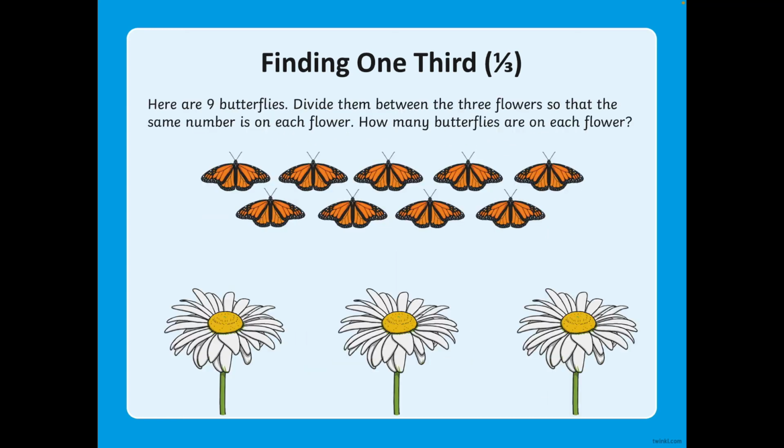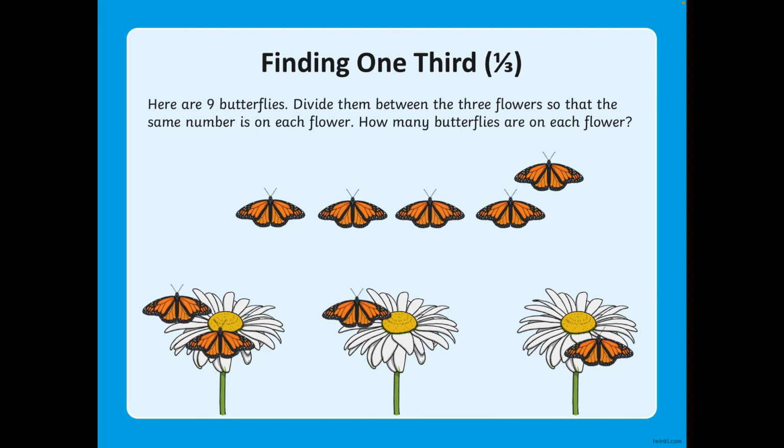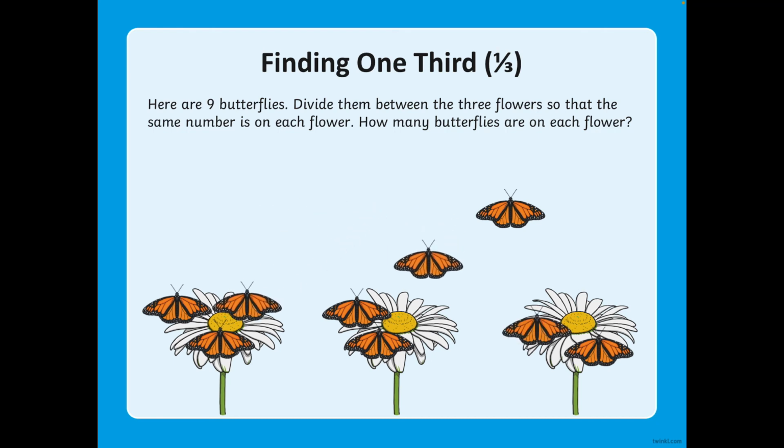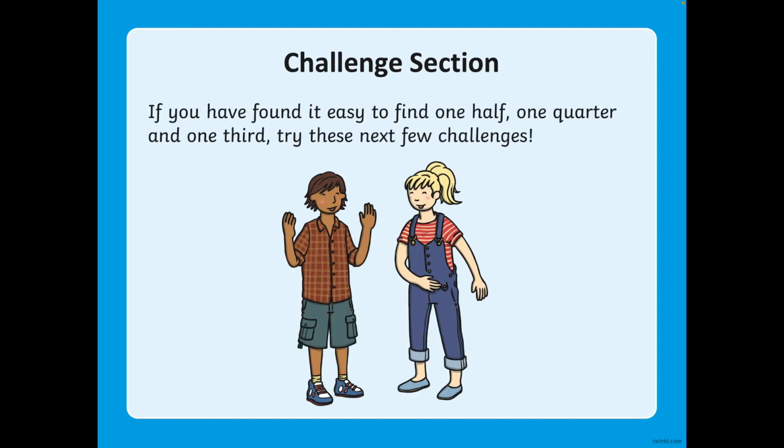Here are 9 butterflies and 3 flowers. How many butterflies visit each flower? That's right, 9 divided by 3 equals 3 butterflies for each flower. If you found it easy so far, let's try these next few challenges.